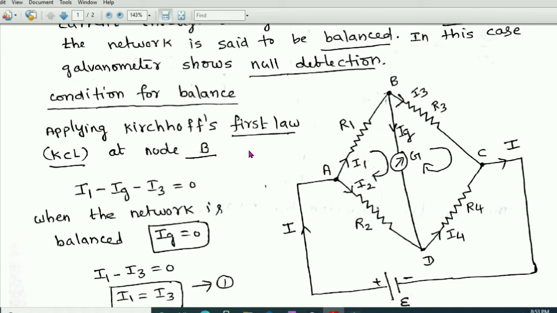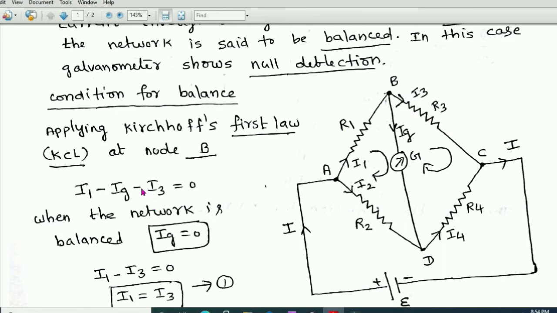Already we have discussed the sign convention: the currents moving towards the junction are taken as positive, and the currents moving away from the junction are taken as negative. Now at point B, I1 is moving towards the junction, so it is plus I1. At the beginning there is no need to mention plus, so it is I1. Next, the second conductor, the current is Ig, the galvanometer current. As per the arrow mark, it is away from the junction, so it is minus Ig. Next, the third conductor, the current is I3. KCL is only applied for the currents. The I3 current is also moving away from the junction, so it is minus I3.